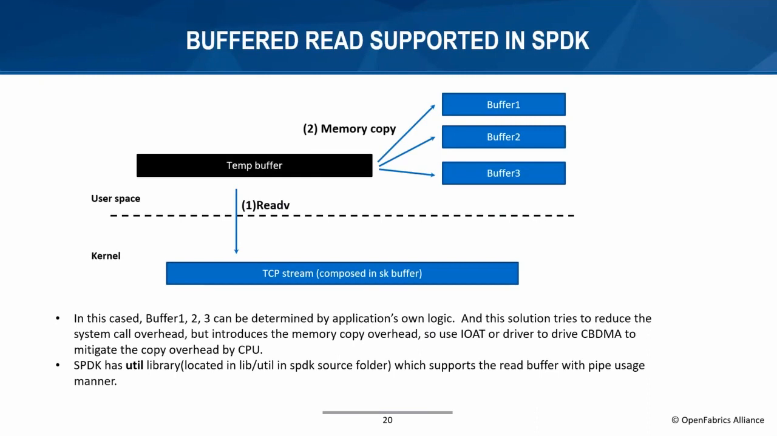But we think that if we want to efficiently use the kernel TCP stack, we need to reduce system call overhead. And in the SPDK solution, we find that this is very efficient. But definitely the memory copy can also be eliminated. For example, on Intel's platform, we can use the IOAT driver, that is CBDMA, to eliminate the memory copy by the CPU, and it will also improve the performance. Next page, please.